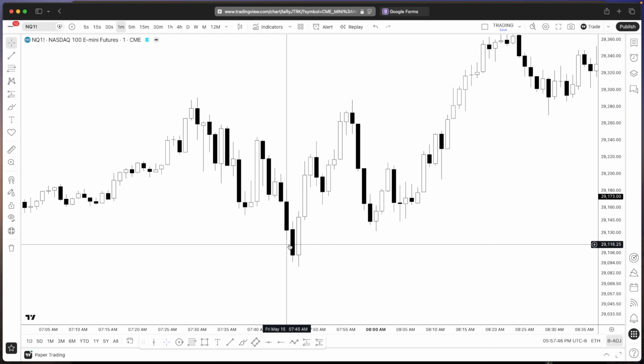Alrighty, today we're going to be talking about May 15th, Friday, 2026. Today I made a little bit over 5.5 R. It's OPEX, so all the contracts are expiring. The market was meant to be a little bit more choppy, but I still managed to take $16,000 out of the market.